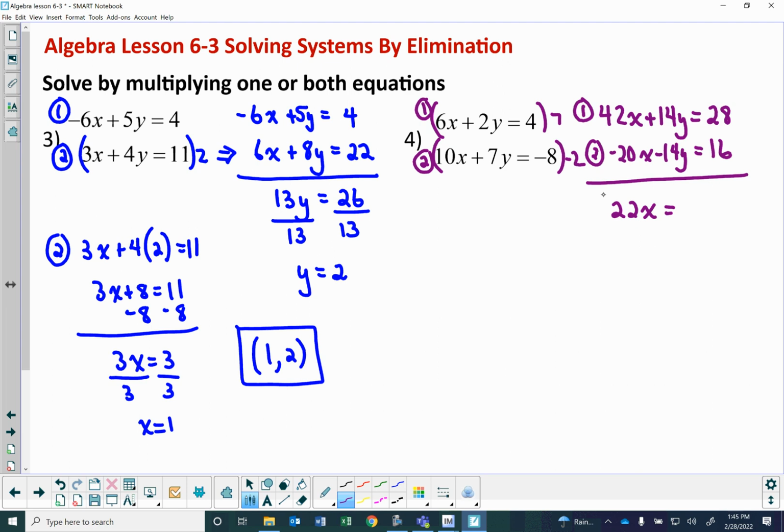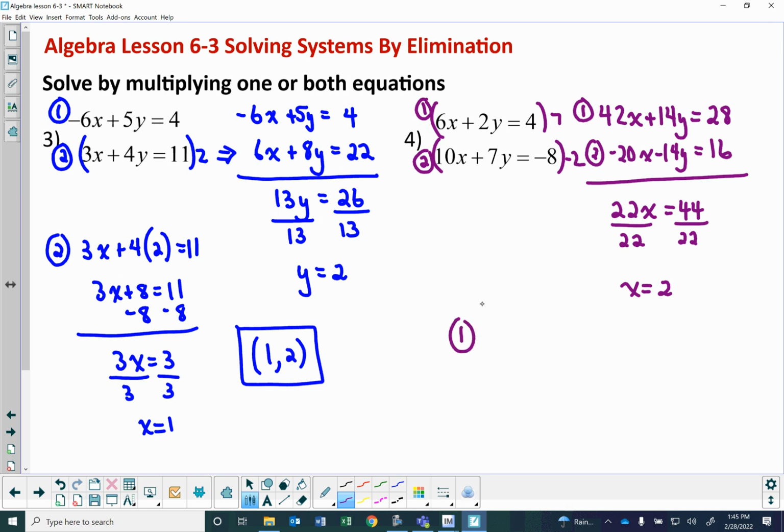28 plus 16 is 44. Divide both sides by 22, and x will equal 2. Now that I know what x is, I can solve for y in either one of the two equations. I'm going to plug it back into equation 1.